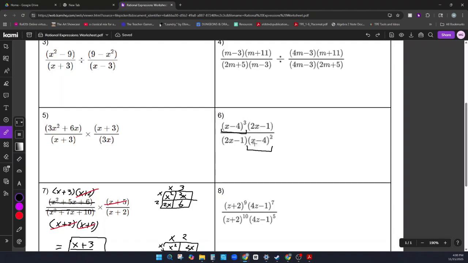So knowing what I know about exponents, I realize that I have 3 x minus 4s up here, and I have 2 x minus 4s down here, which means I could cancel 2 of them. So I'm going to cancel out 2. And rather than cross out my whole x minus 4, I'm just going to cross out my exponent. I cancel 2 of them, one's left over. That's going to be x minus 4, so the first power. And then 2x minus 1 and 2x minus 1 both have 1 power, so those cancel. And this is just going to be equal to x minus 4.